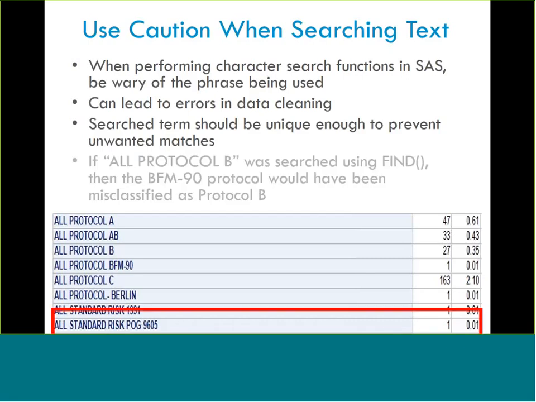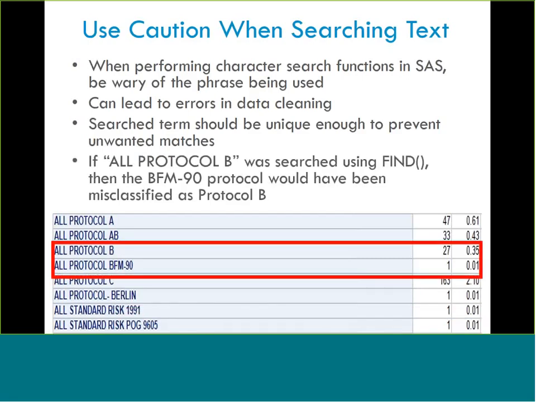So in this example here, still using protocol name, if I were to use ALL protocol B using the find command in SAS, then SAS would think that the entry ALL protocol BFM90 was actually protocol B. And that's because it doesn't matter what's to the left or to the right of the quotations. All SAS sees there is ALL protocol B. But I know that the BFM is not ALL protocol B. It's actually a European protocol. So although the find and other search commands are very powerful within SAS, the margin for error is pretty high. So search with caution and diligence.